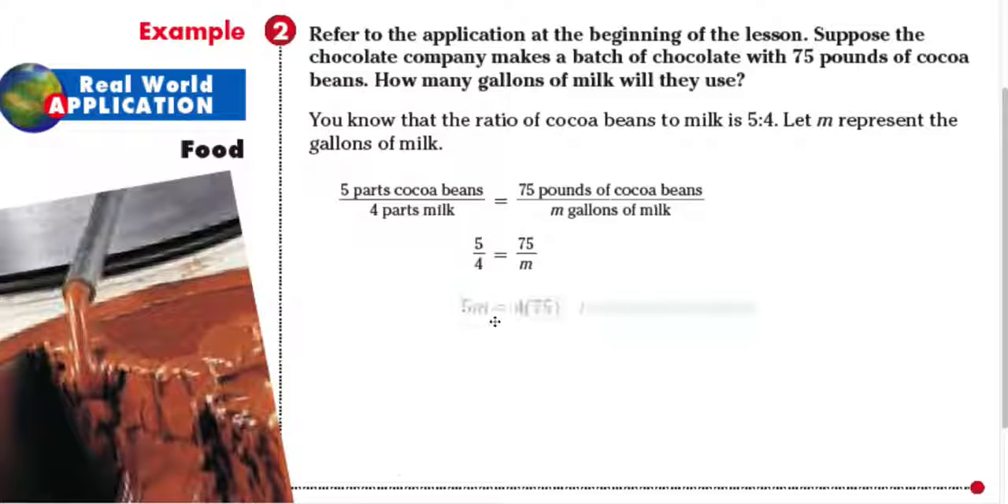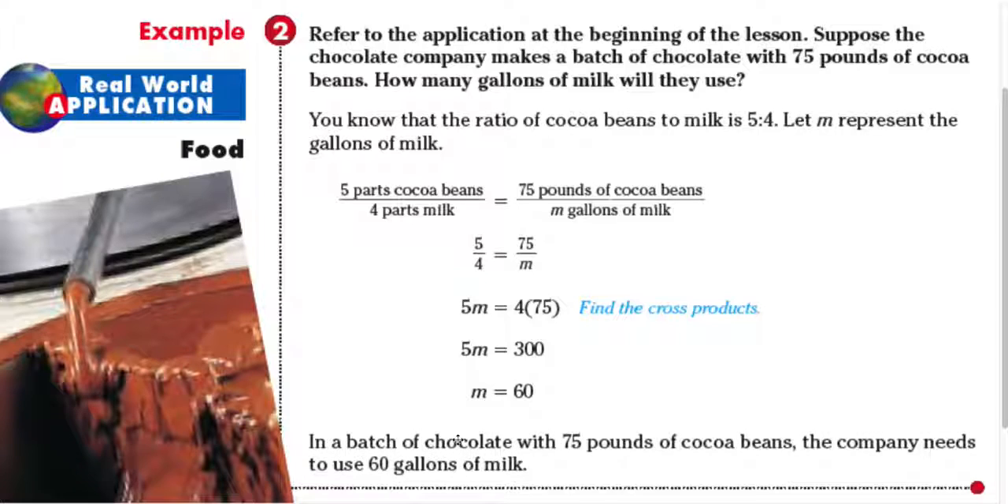Using cross products, we now have 5 times M equals 4 times 75. Okay. And then we simply solve for M; we'll simplify 4 times 75 first. That becomes 5M equals 300. And we simply solve for M, meaning we divide both sides by 5. And dividing both sides by 5, we end up with M equals 60. So, in a batch of chocolate with 75 pounds of cocoa beans, the company needs to use 60 gallons of milk. Okay?